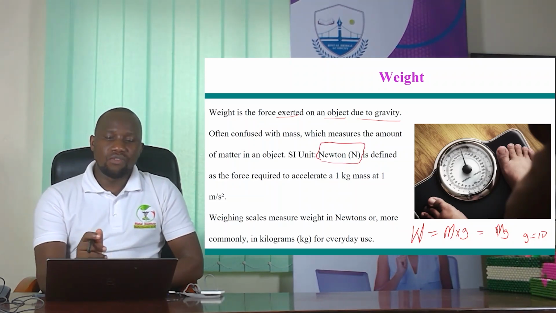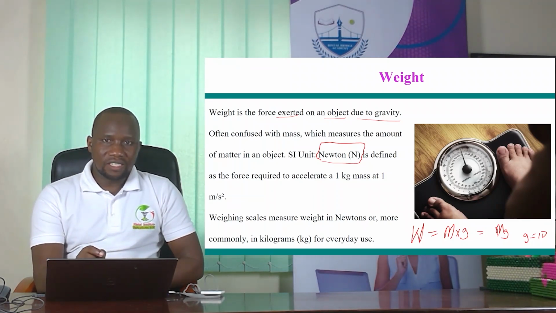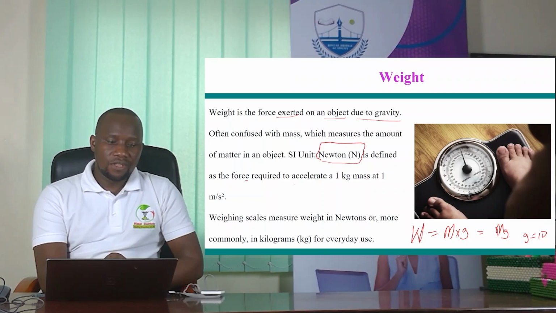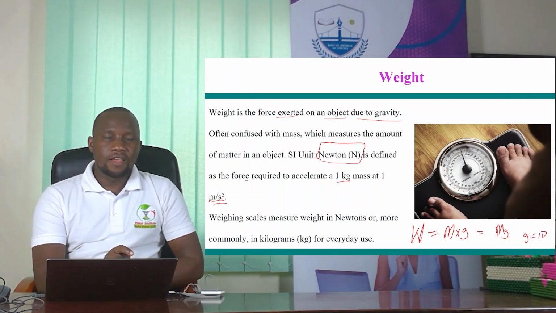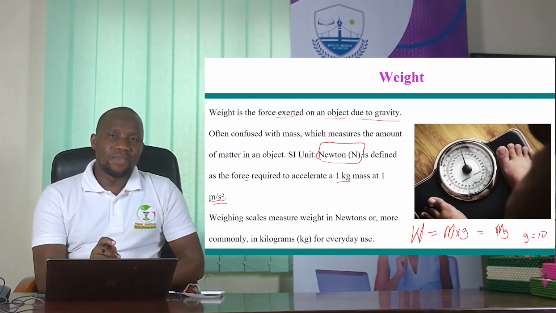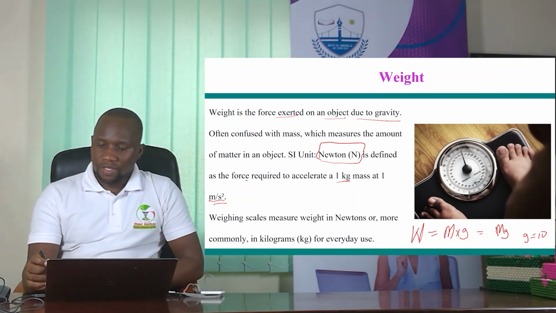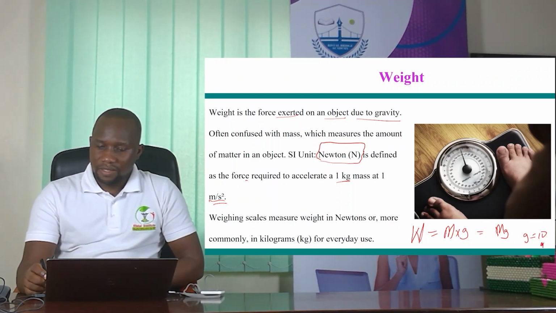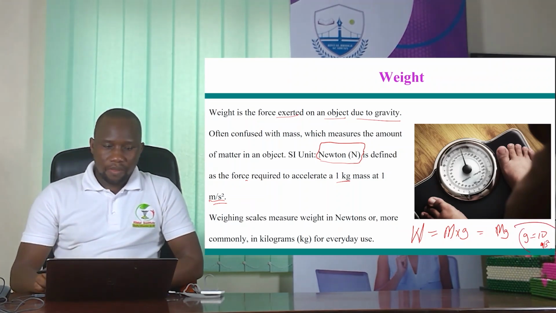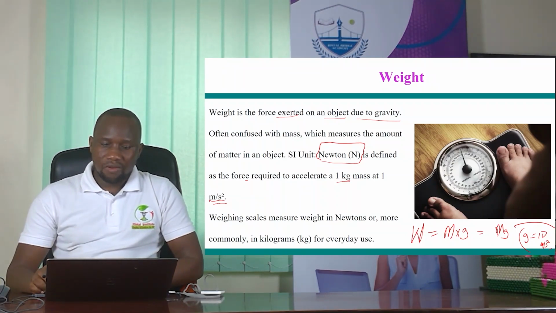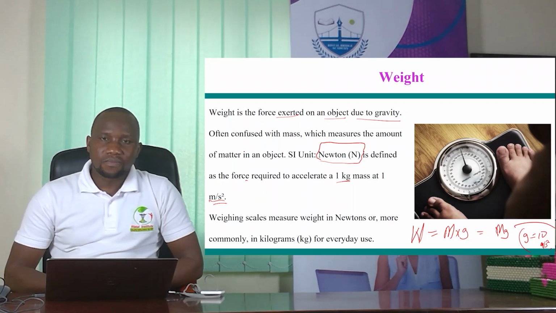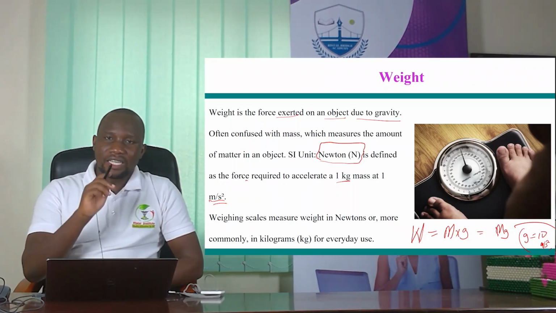Newton is the SI unit of weight, and Newton is defined as the force required to accelerate 1 kilogram mass at 1 meter per second squared. So this is 10 meters per second squared. This 10 here. Okay. So we have weighing scales that basically give us the weight in kilogram for everyday use, but basically to determine your weight, it is the kilograms times 10.